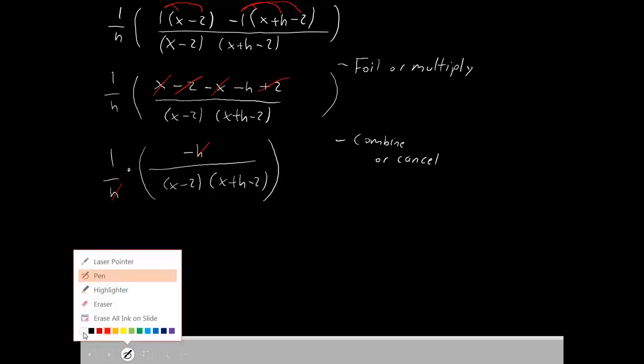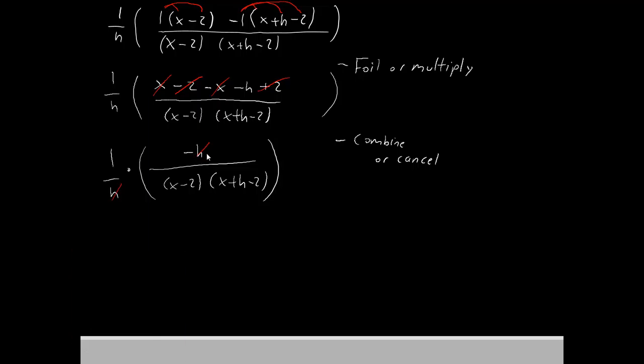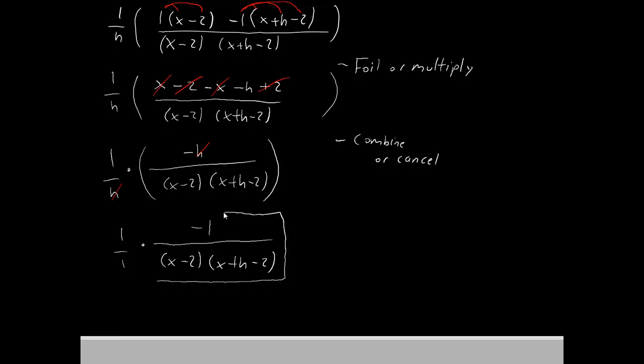So when we cancel those out, on the top of the fraction, we no longer have negative h, we now have negative 1, divided by, again, x minus 2, x plus h minus 2. And it's still multiplied times something, but that something is just 1 over 1, so you don't even have to write it. Our final answer is simply this fraction that I'm boxing in. Negative 1 over x minus 2 times x plus h minus 2. And that is our difference quotient.